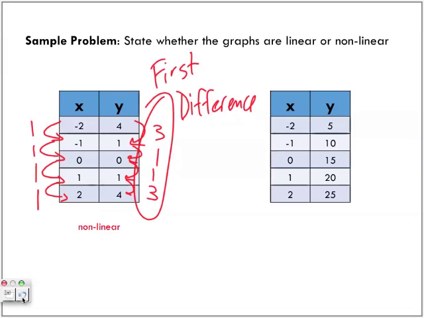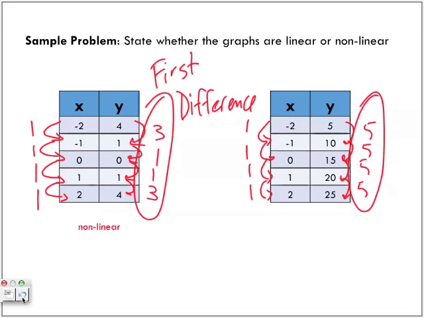Now, let's look at our next example. From -2 to 1, these are all 1. For the y, from 5 to 10, 5. From 10 to 15, 5. 15 to 20, 5. And 20 to 25, 5. Since they're all the same in the first difference, this is linear.